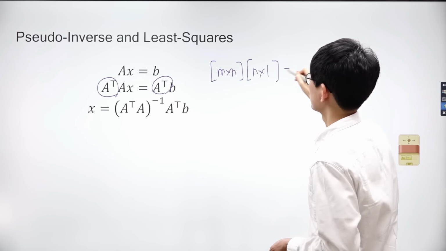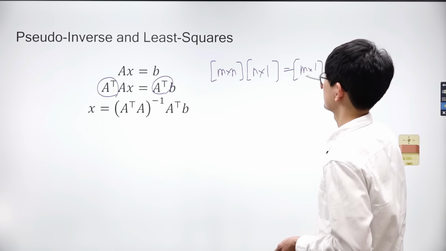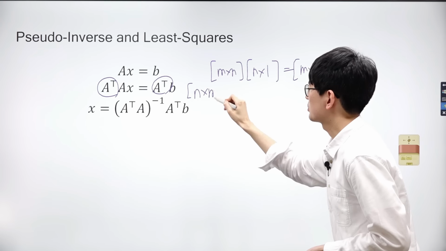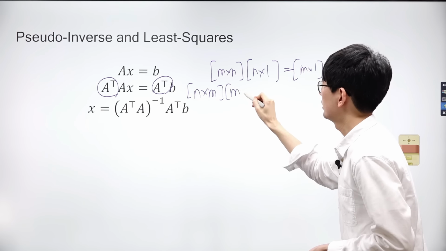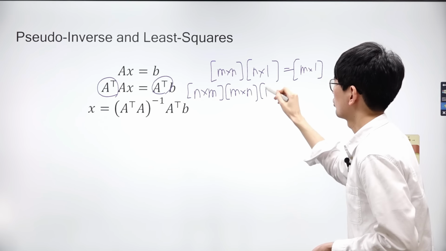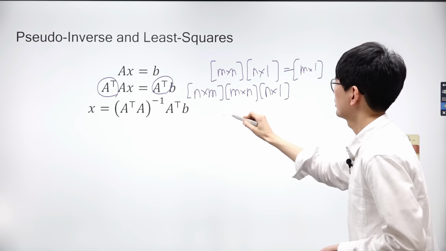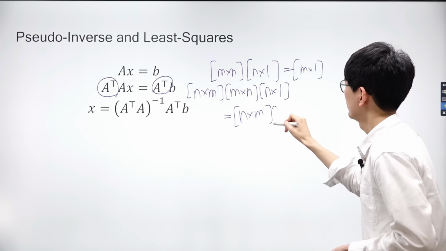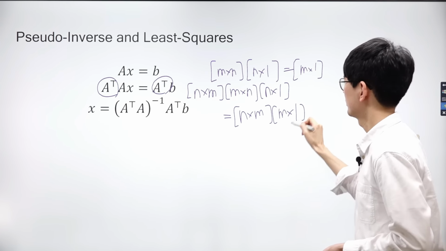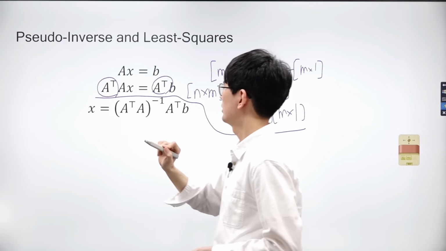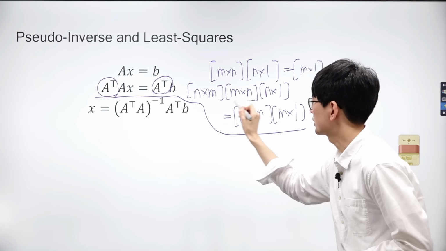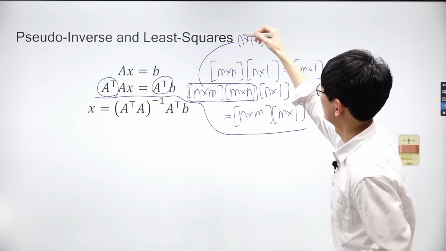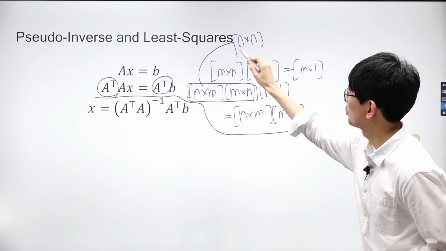Initially, A is an m by n matrix, x is a vector in Rn, and b is a vector in Rm. The dimension of the transpose of matrix A is n by m. Thus, we can write n by m times m by n times n by 1 equals n by m times m by 1. The dimension of the product of these two matrices is n by n, so we can determine an inverse of the product.